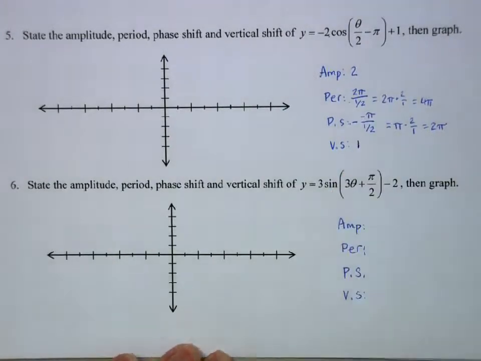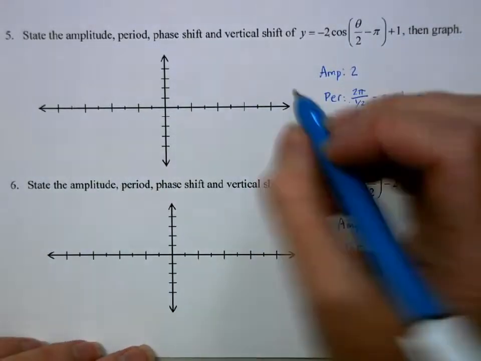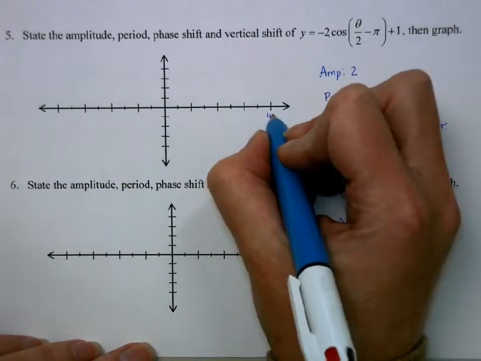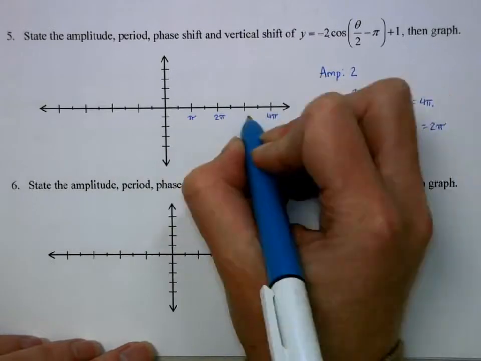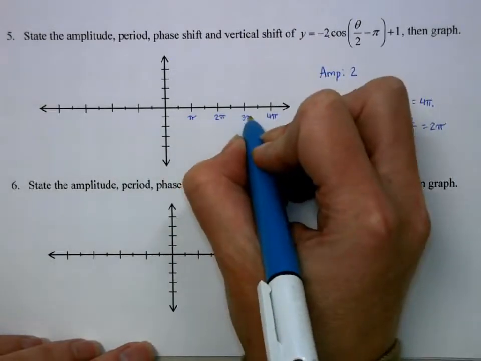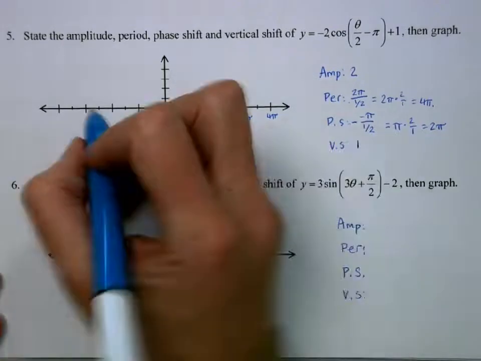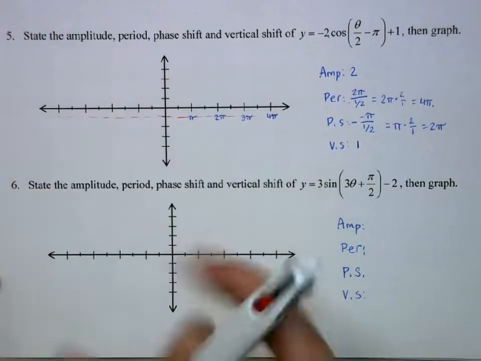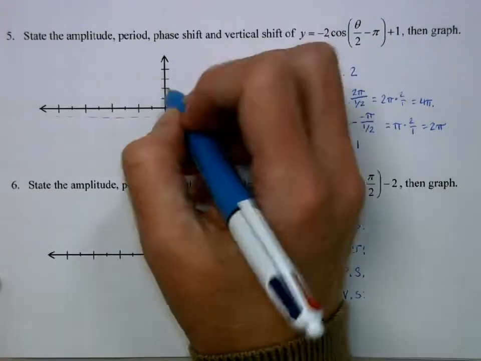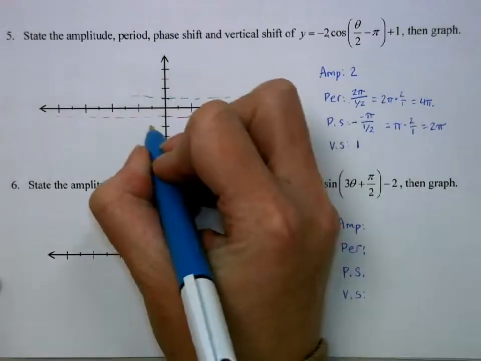Okay, so on this axis, I'm going to go ahead and do my period of 4 pi, which makes this 2 pi, which makes this pi, and 3 pi. I have a vertical shift of negative 1, so this will be my midline. And an amplitude of 2, so we're going 2 above that line and 2 below that line.